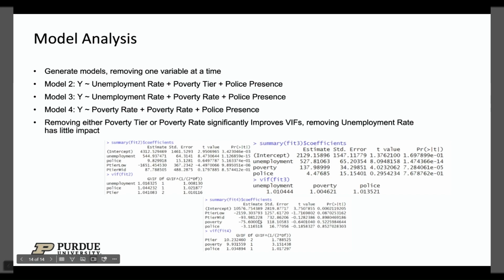So therefore, we can probably say that poverty rate and poverty tier are very collinear, whereas unemployment rate really doesn't have collinearity. And what that means in terms of using the model is we can still use it to predict values. It's still accurate in that way, but to estimate the coefficients or the parameters, it's probably not a good model to use. So if we wanted to do that, we would have to drop one of those two variables.